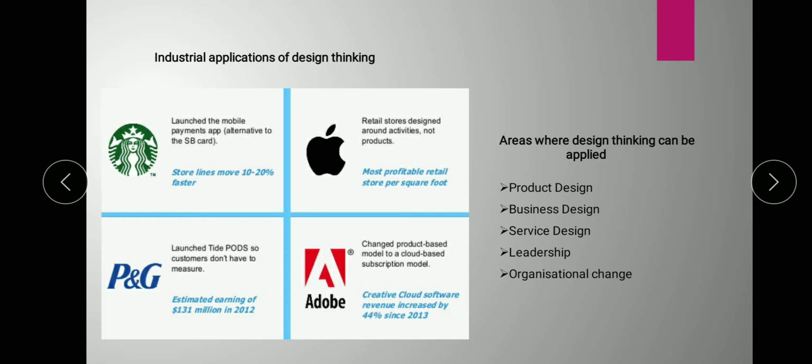And again, if you have been to an Apple store, you would have noticed that they try to keep the customers in the store as much as possible. The stores are designed around activities and not products. They don't care about the products. So what's the result? It's a more profitable retail store per square foot. This is a business advantage for them when compared to other showroom models.